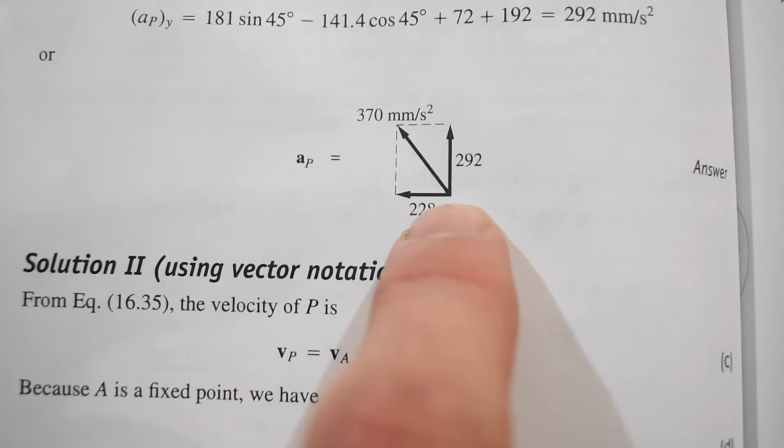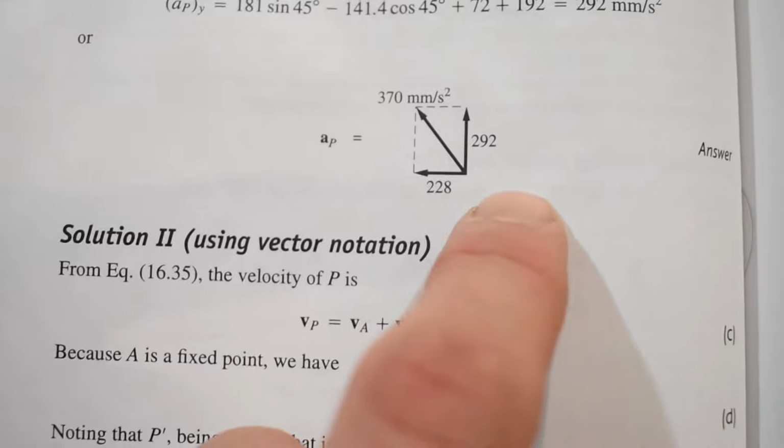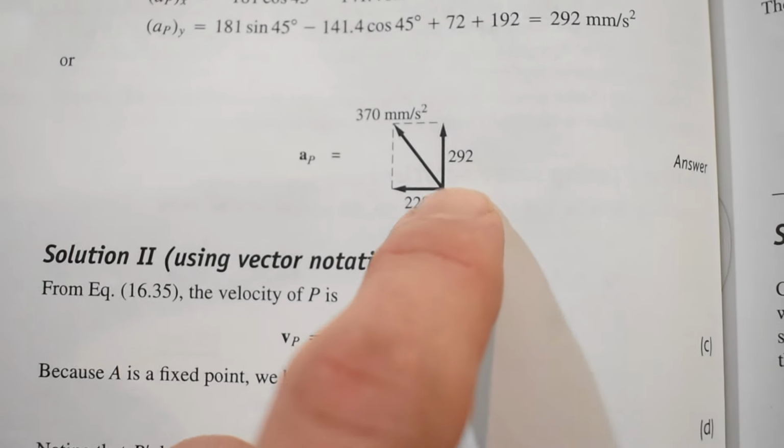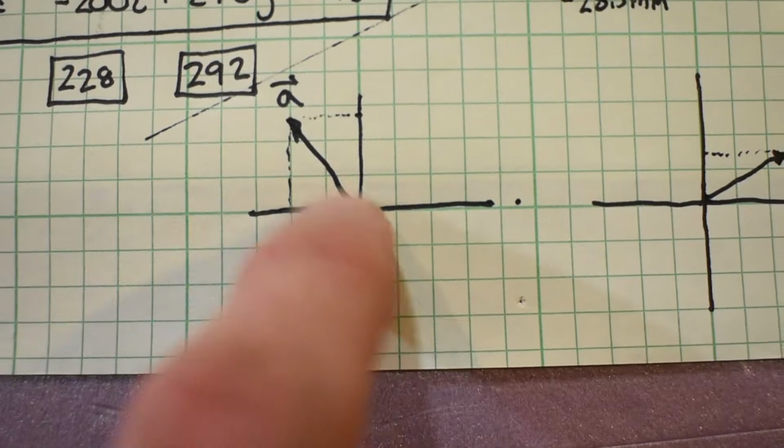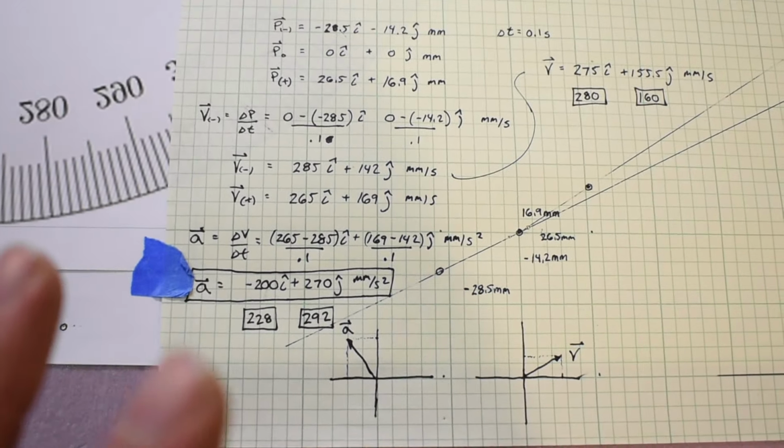So let's look at the answer, and you can see that here's the acceleration vector. And hell yeah, 292, 228, and a total of 370. And it just looks exactly like ours. So, you know what I mean? You don't have to know anything about equations at all.